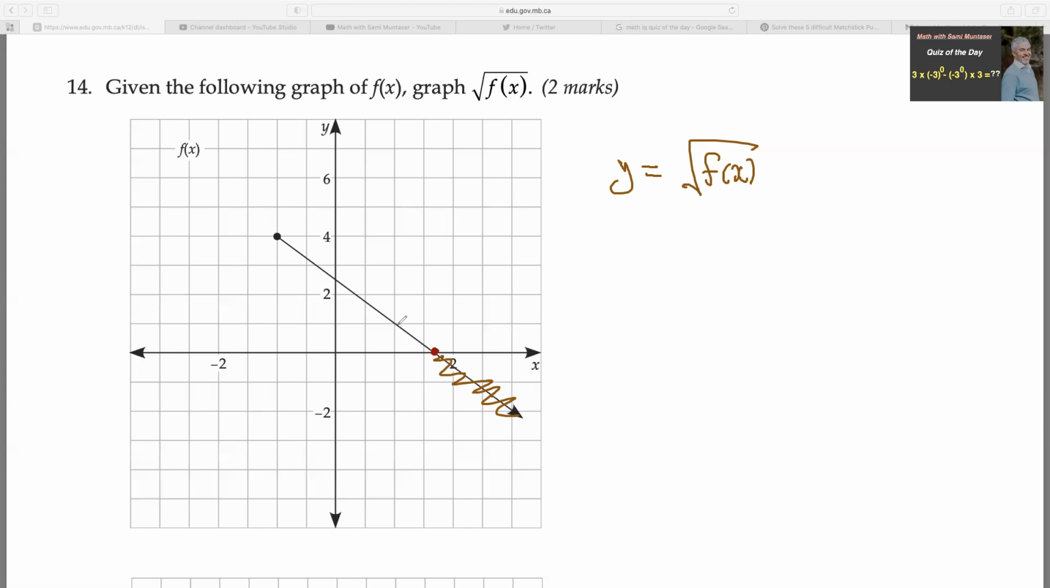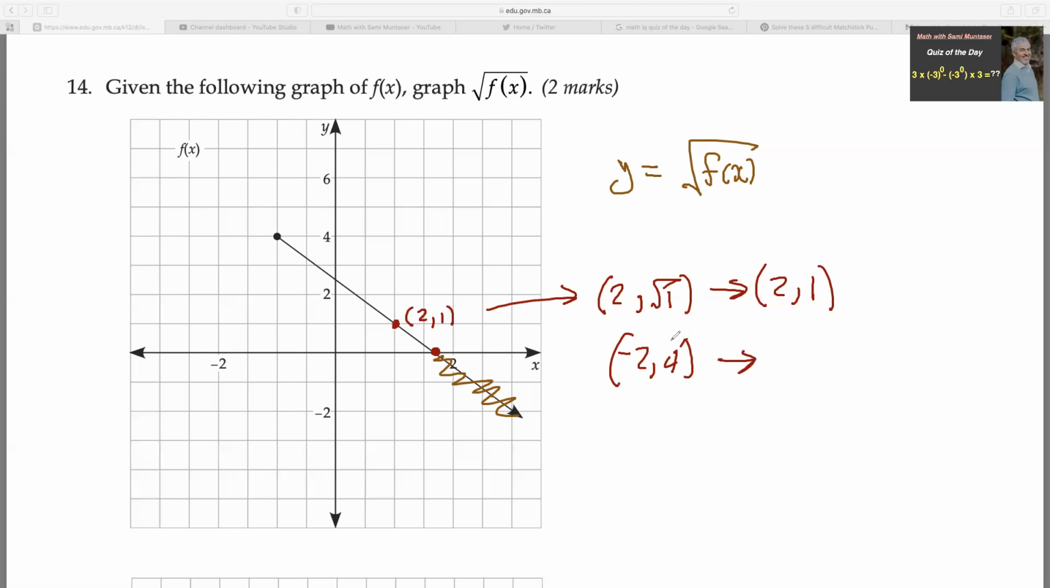Now, let's take a few points right here. This one, and I'm going to take this one. So this point here is 2 and 1. When you do the square root of that, the x stays the same, and you square root the 1, which stays the same. So it becomes 2 and 1 again, or it stays 2 and 1. So this also is an invariant point. So we have two invariant points here. How about we look at the negative 2 and 4? So the point negative 2 and 4, you only square root the y value, so you square root the 4 and it becomes negative 2 and 2. And so that point will go right there.